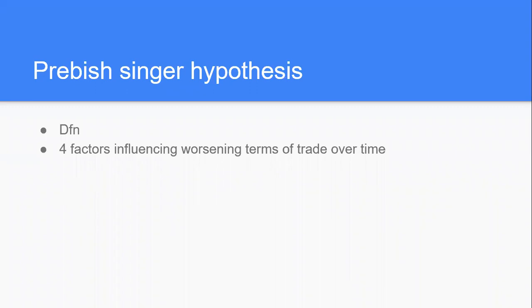Okay, so that's one of the reasons why terms of trade have been worsening over time: low income elasticity of demand for raw and primary products. That basically dominates. Raw materials dominate the African, the developing countries' market.